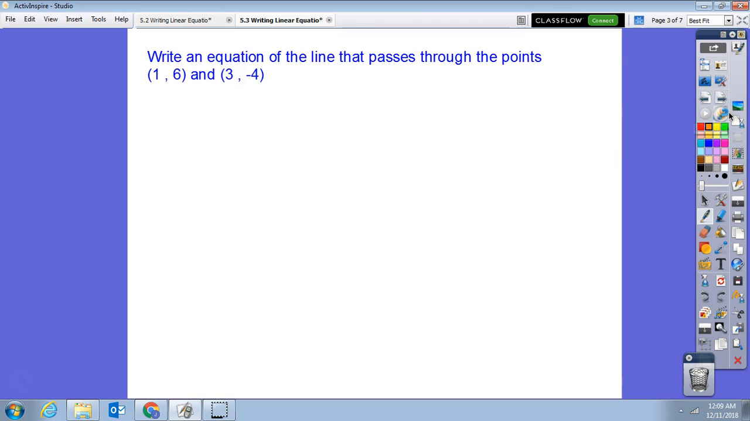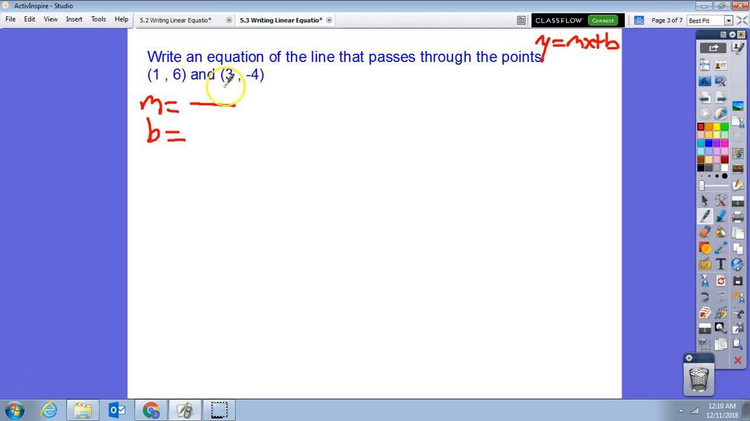So the way these problems look is like this one right here. Write an equation of a line. Immediately, your brain should say, oh yeah, y equals mx plus b. I need to find m, and I need to find b. Here's the problem. If you read the rest of it, it says, write the equation of the line that passes through the points (1, 6) and (3, negative 4). It doesn't give me m. It doesn't give me b. But you do the exact same thing that we did in the previous chapter. You can find the m.